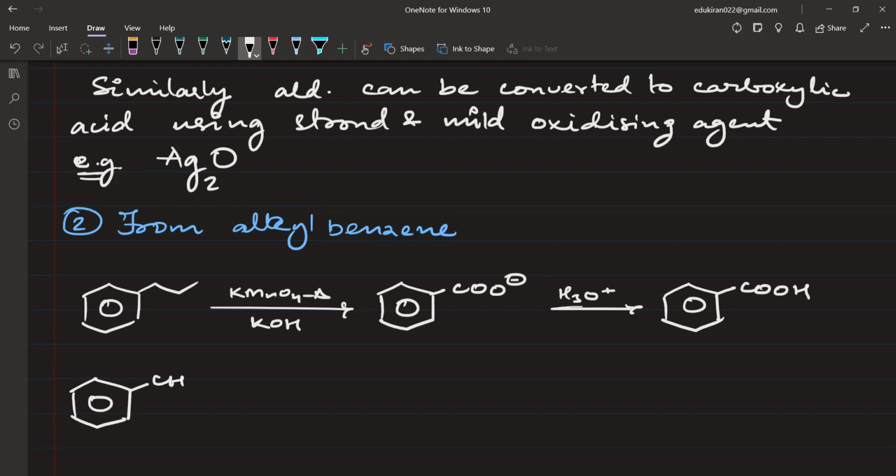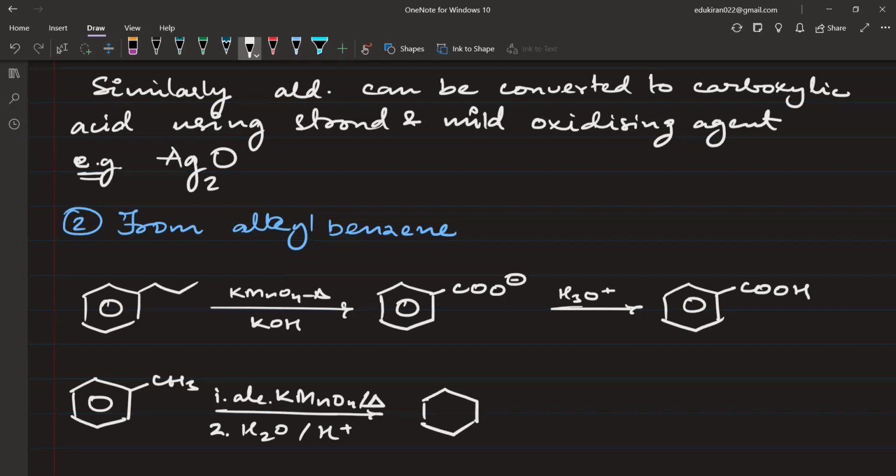For example, you have toluene, you want to convert this to benzoic acid. First step, you will have alkaline KMnO4 with heat. Secondly, you are going to give it H2O in the presence of H plus. You will get benzoic acid.